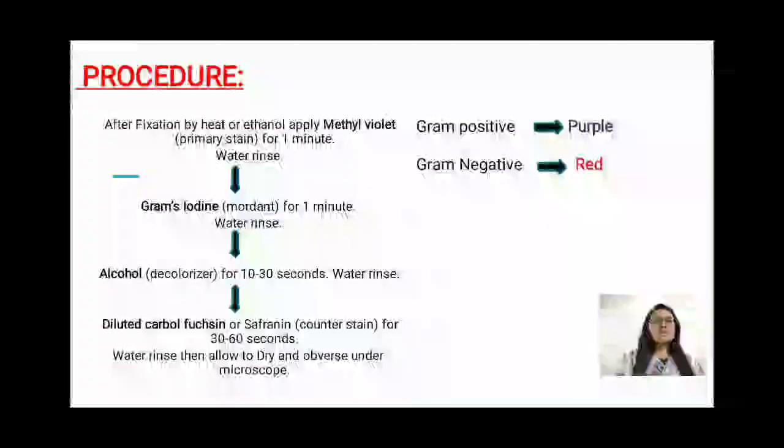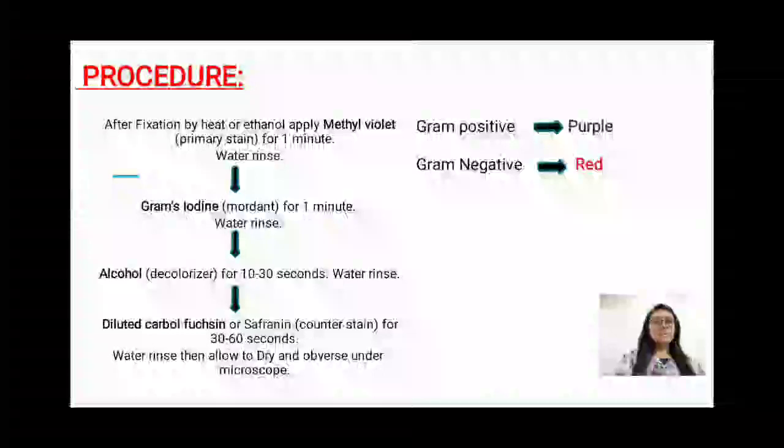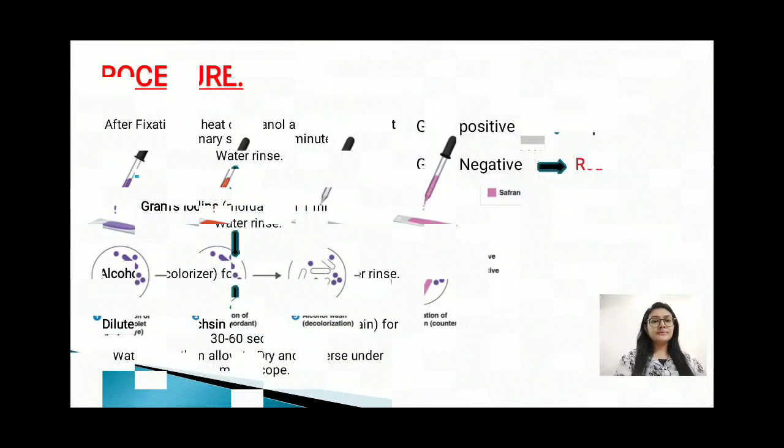Then decolorize the smear for 10 to 30 seconds. Then wash the slide with water. Apply carbol fuchsin for 30 to 60 seconds. Wash the slide and allow to dry. Then observe under the microscope. Gram positive appear purple while gram negative appear red in color.